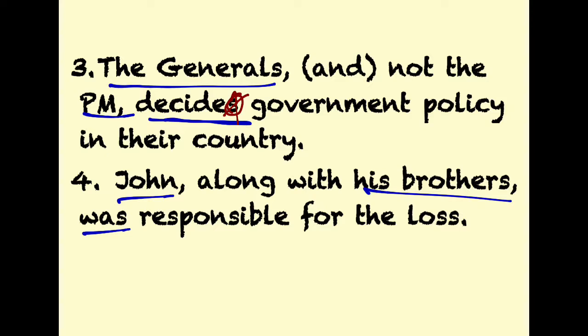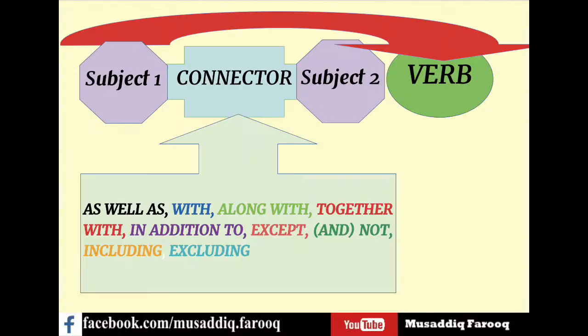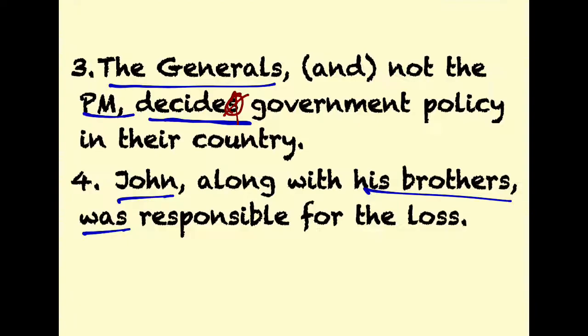John, along with his brothers. Again, along with was also present in the first screen of rules. Here it is: along with or with. So the sentence is John along with his brothers. John, singular. Brothers, plural. The verb must agree with the first subject. Is John singular or plural? It is singular. The verb must also be singular, and this exactly is the case in this sentence. The sentence is correct. John was.